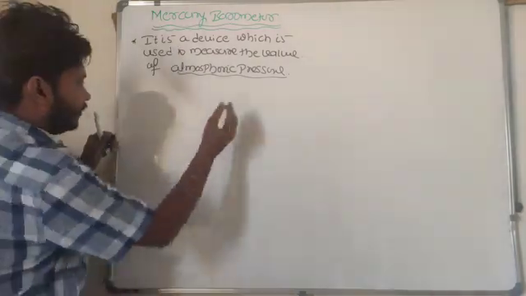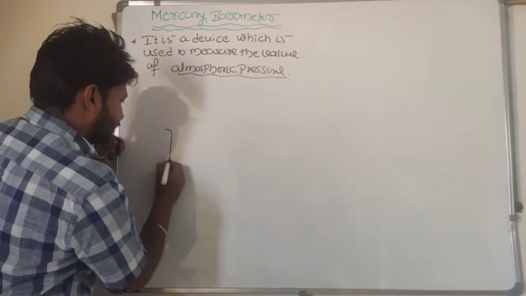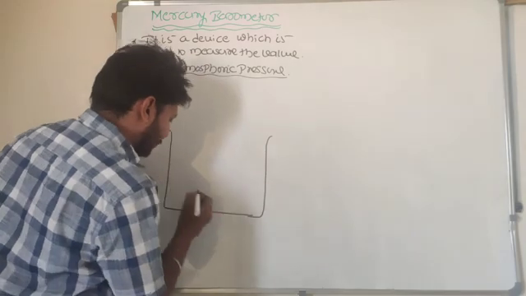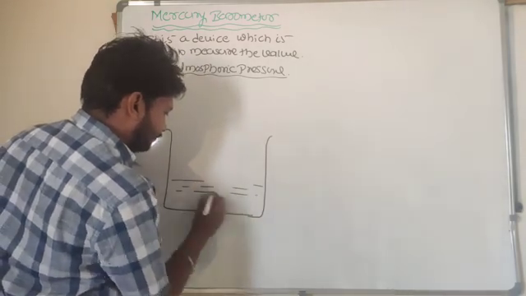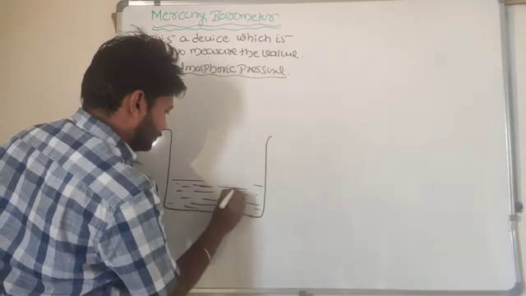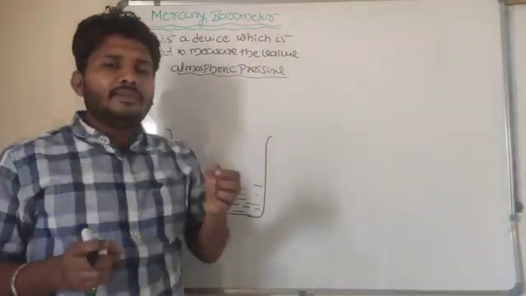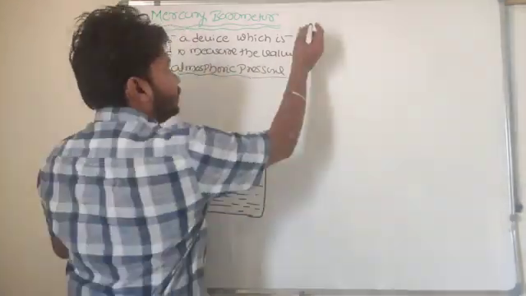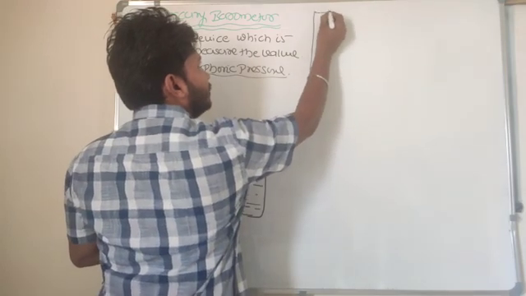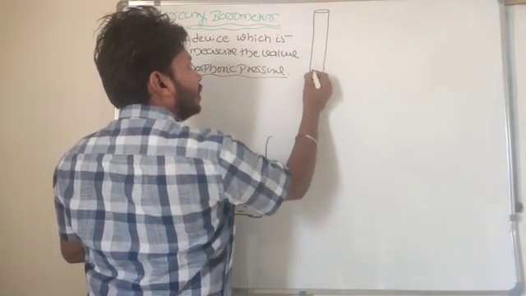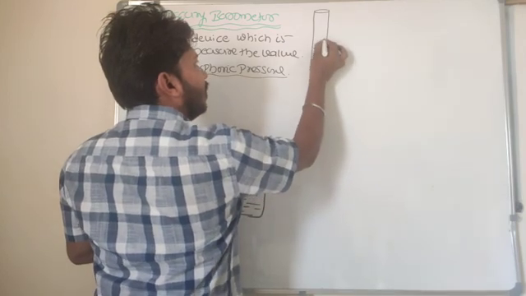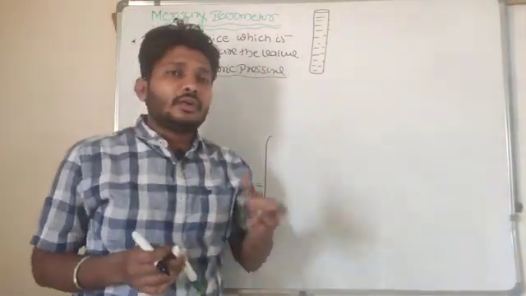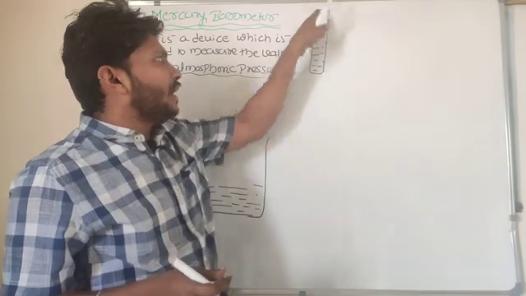Now we'll consider one container, and this container is filled with mercury. Now I will take a 1 meter long tube, and I will fill this long tube with mercury. What is the length of this long tube? The length of the long tube is 1 meter. One end is closed, the other end is open.